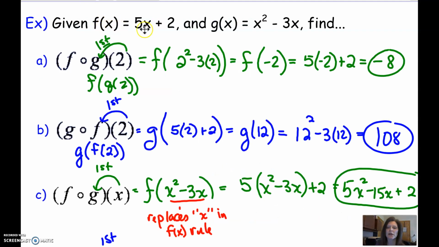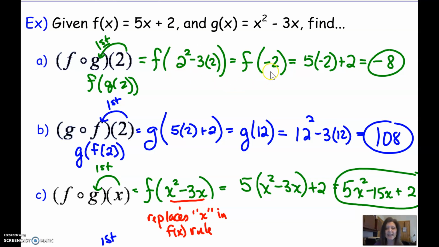So if I have f of x is 5x plus 2 and g of x is x squared minus 3x, and I'm told to find first f of g of 2. So I'm going to read that, f of g of 2. What that means is f of whatever that g of 2 value is. So we're going to take the 2 and first go into g, get our answer, and then put that answer into f. So how do I find g of 2? Well, I take that 2 and I plug it in up here, which is where I got the 2 squared minus 3 times 2. I simplify that, it becomes a negative 2.